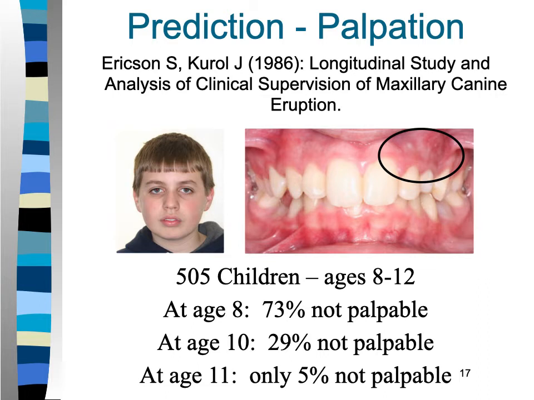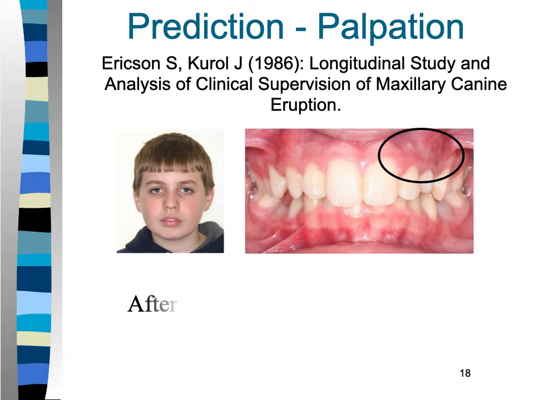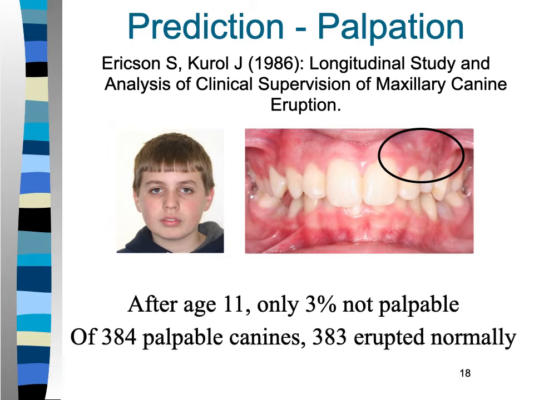At age 8, they found that 73% were not palpable. At age 10, they found that 29% were not palpable. So we have about 71% were palpable. And at age 11, only 5% were not palpable. After age 11, only 3% were not palpable.